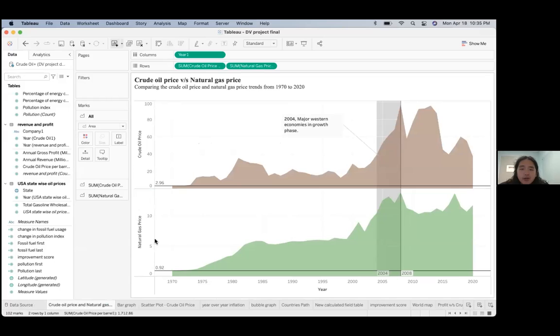Okay, so I'm going to talk about this graph. This graph is actually crude oil price and natural gas price. So you look at the two graphs going together, especially in 2004, there is a major economic growth. And those graphs increased, the price increased together. And in 2008, those decreased together because there is economic crisis. Next.